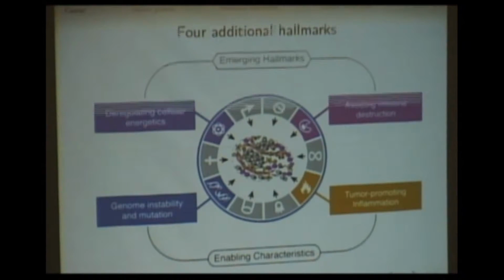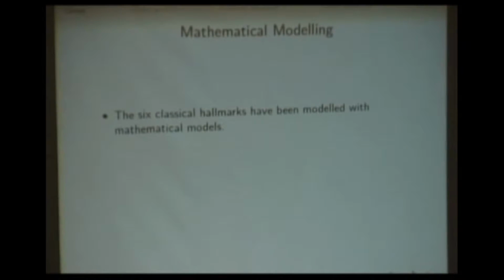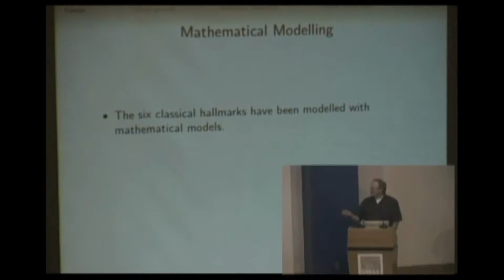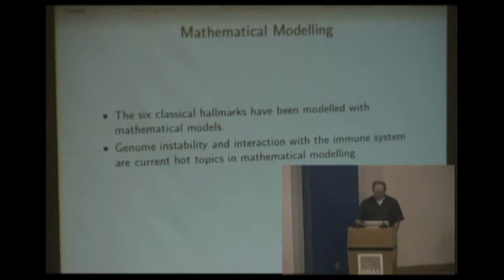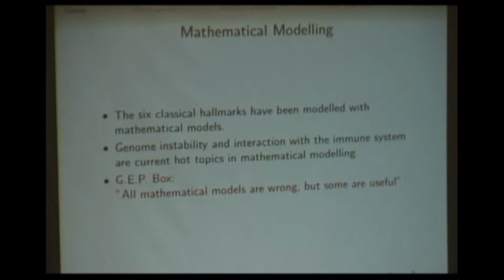So what comes out of this, for me, comes only on the next slide, sorry. So here, first of all, the 6 first hallmarks have all been modeled with mathematical models in various contexts and for various cancers. What is now a hot topic is the genome instability and the interaction with the immune system. So these are current hot topics in mathematical modeling, as I see it. Yeah, as a note, as Box said, all mathematical models are wrong, but some can be useful. So the only thing we can hope for is to get some useful contributions.